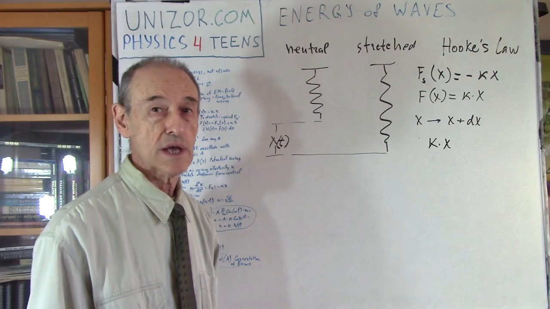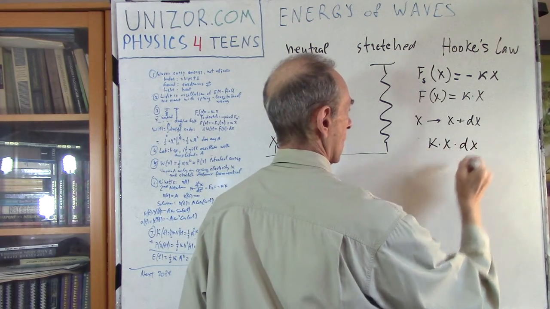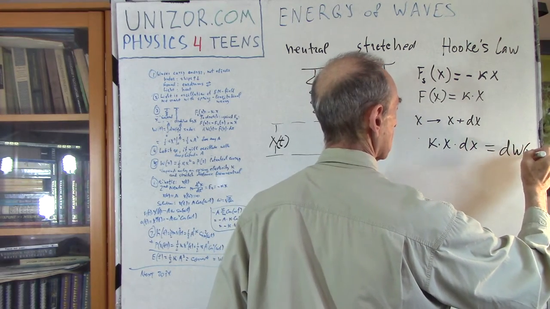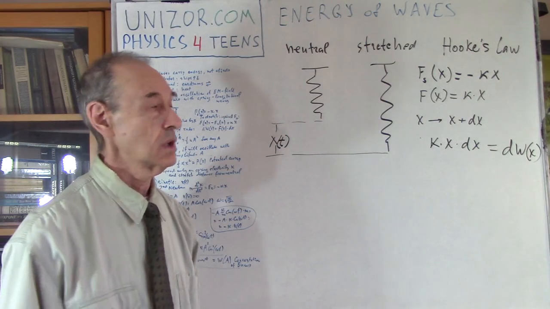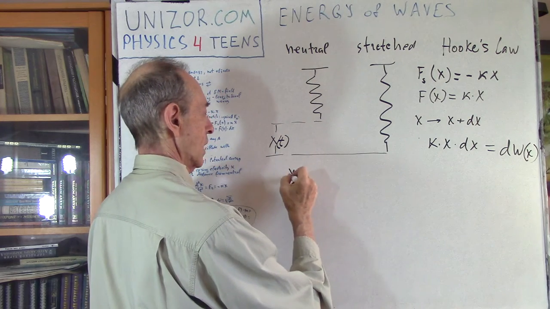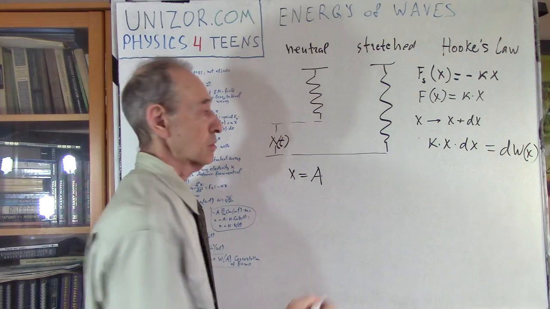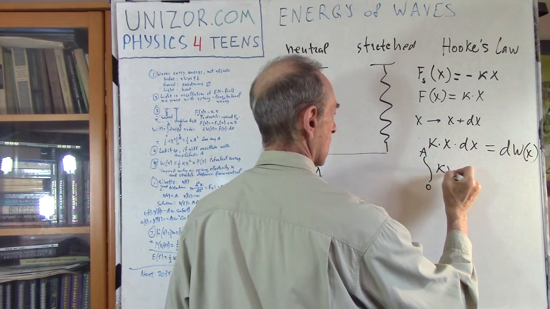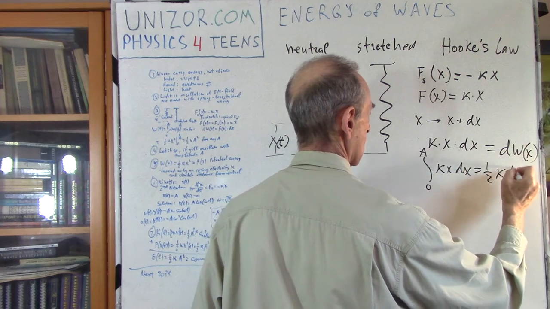And the work is what? The force times distance. Now distance is dx, right? And this is my differential of infinitesimal amount of work which I have to do. Now, if I would like to stretch it to x equals a, let's say, what should I do? I should integrate from 0 to a kx dx, which is equal to one half k a squared.